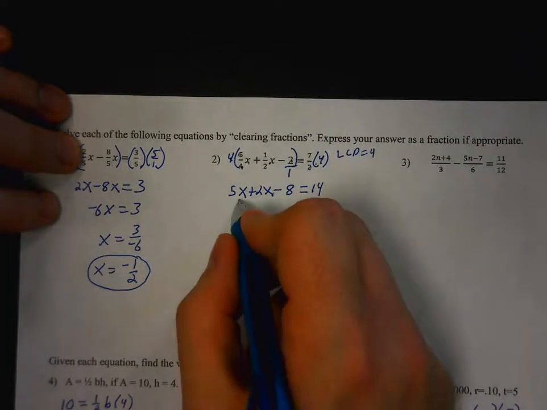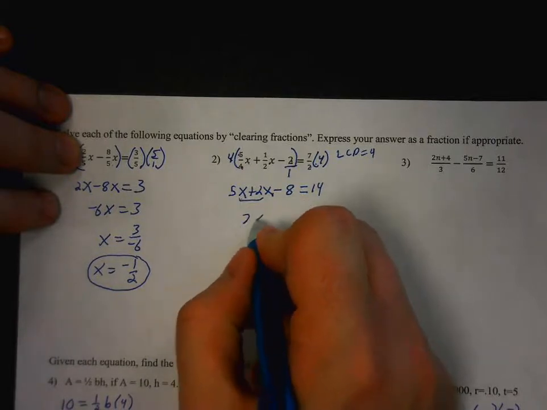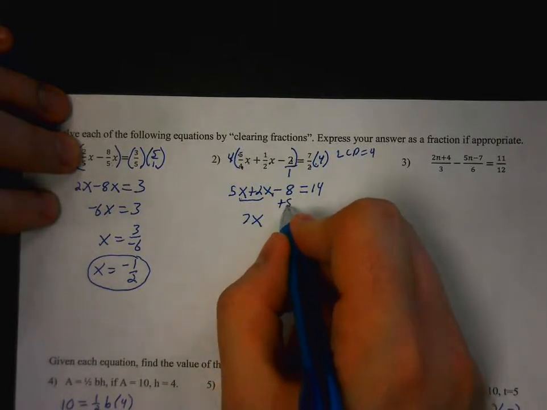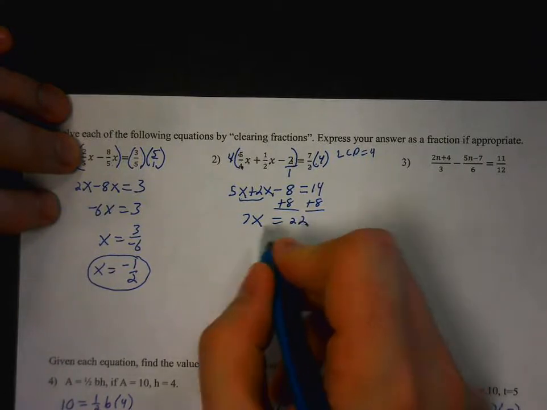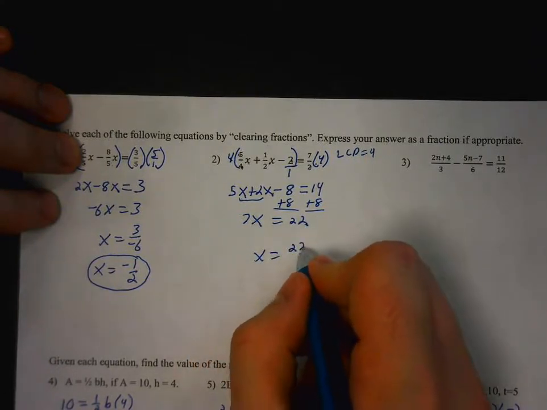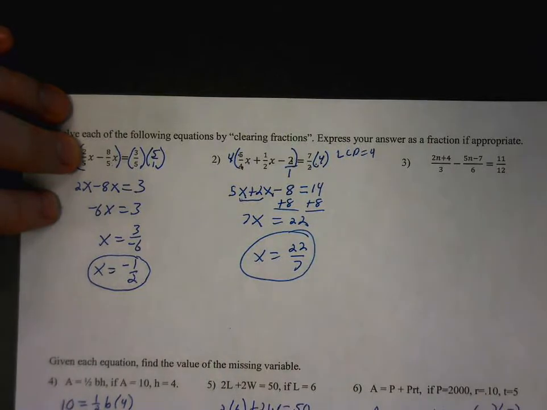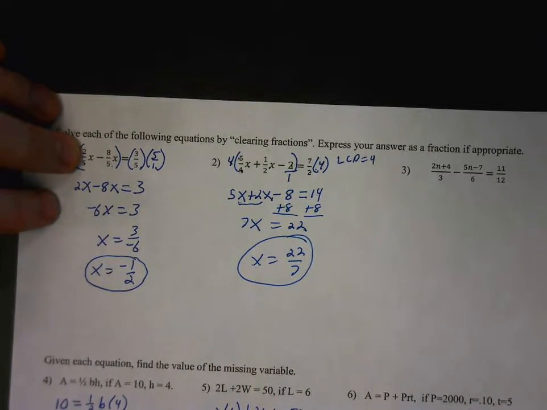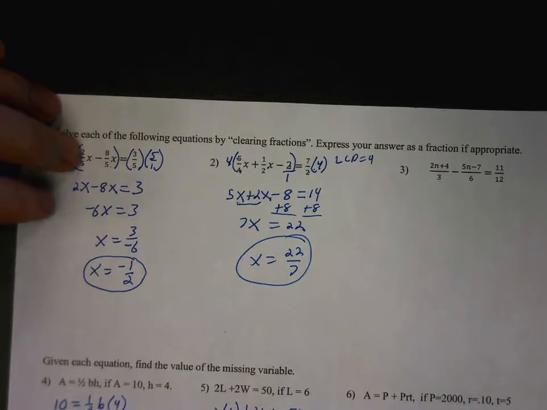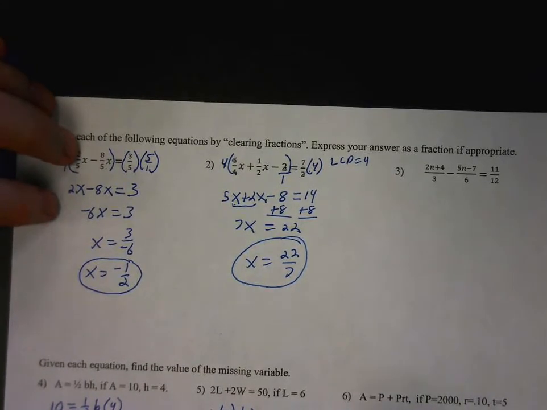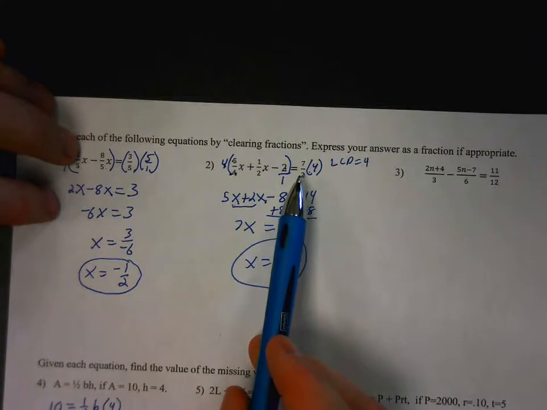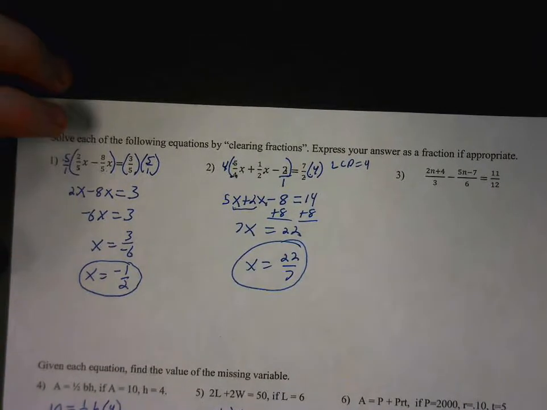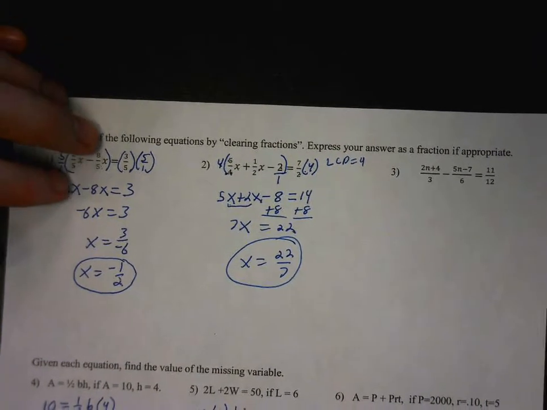Okay, so then combine like terms. 5x and 2x is 7x. We can add 8 to each side. So we have 7x equals 22. Divide by the 7, and we get x equals 22/7. Okay, so you can see there again, the whole point of this is multiplying by the LCD, it eliminates the fractions, okay, which most people are more comfortable with, getting rid of the fractions.